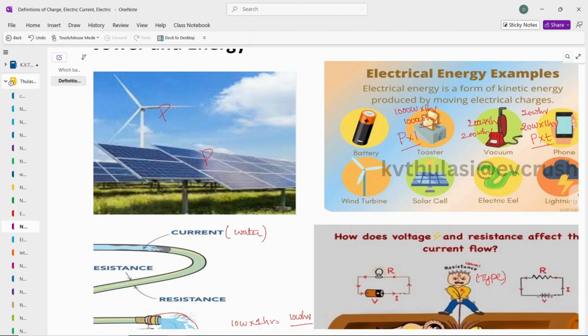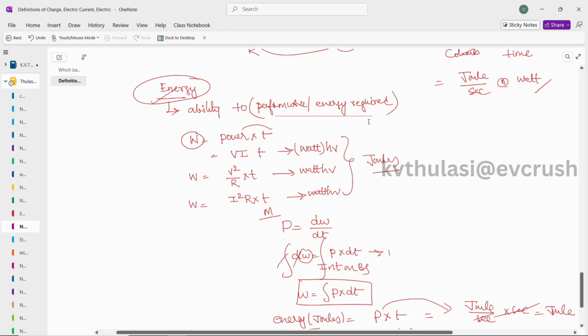So hope you got clarity on what is meant by energy and power. These are the very basic definitions you should be clear about. Power, I am going to repeat it again, is the rate at which work is done, which is work done by time taken. Energy is the ability to perform work in an electric circuit. Power into time gives us the formula of energy. The unit is joules, and for power you get joule per second. Okay, this is the definition of power and energy.